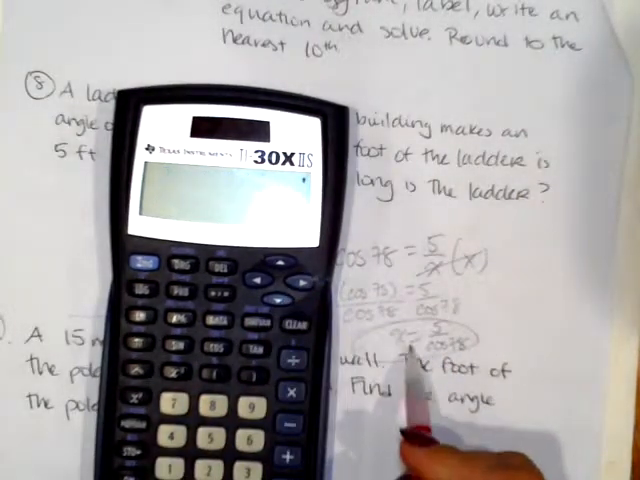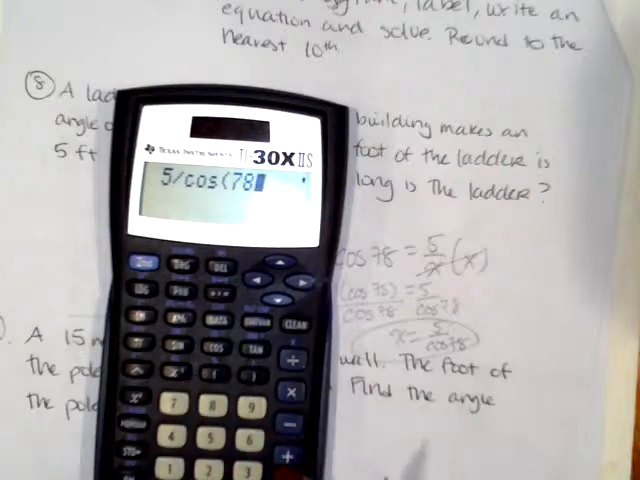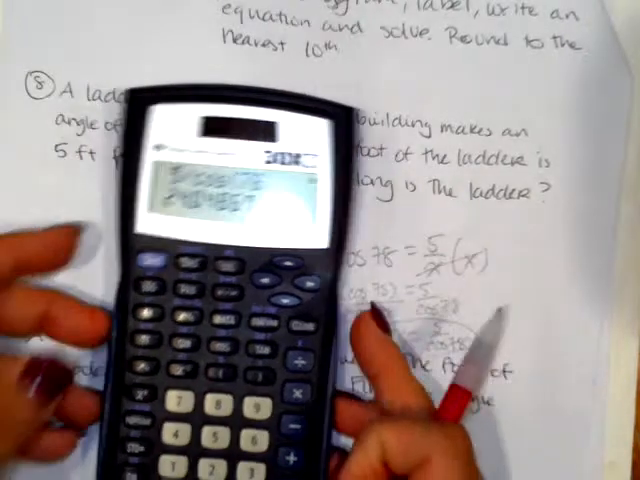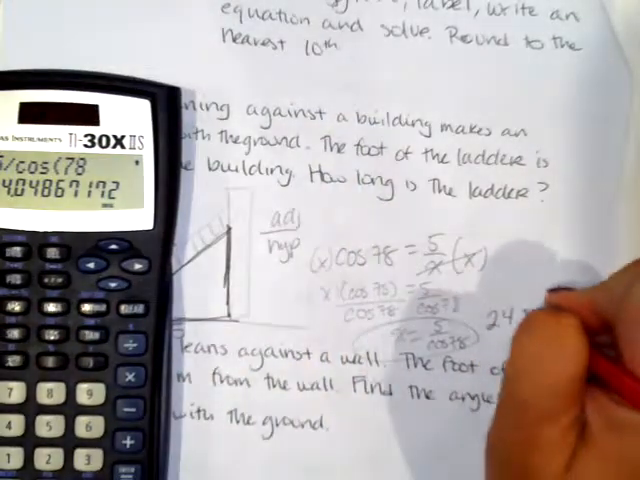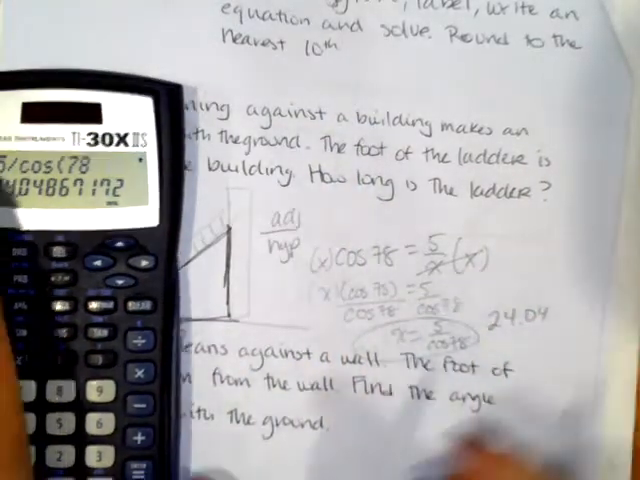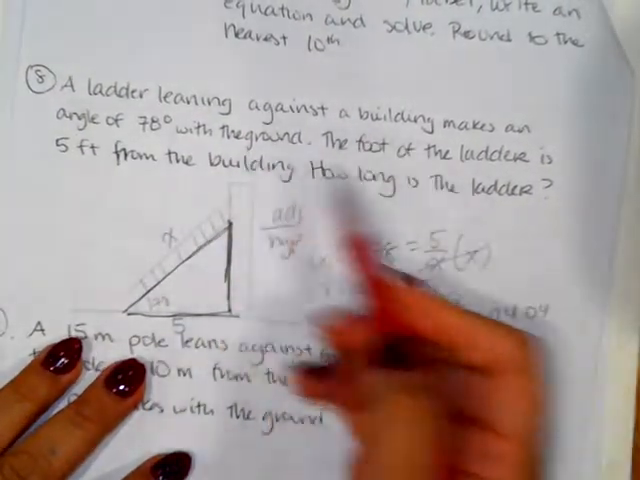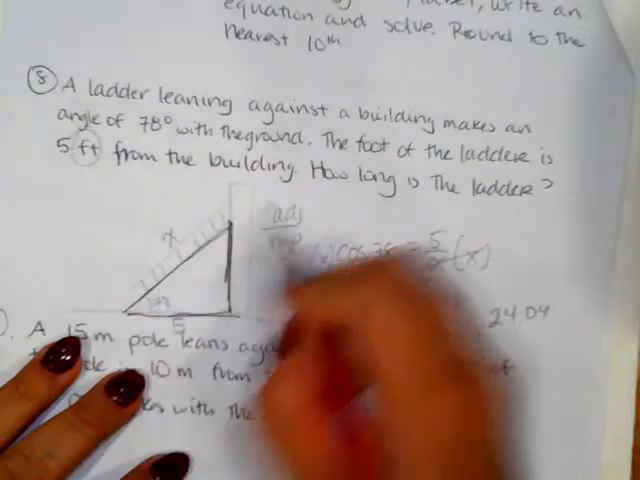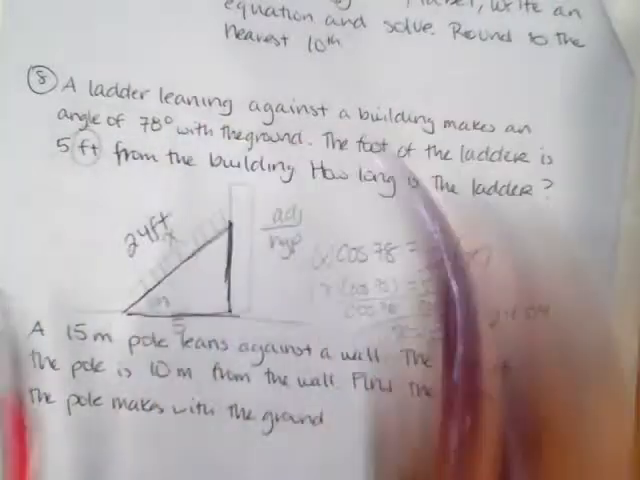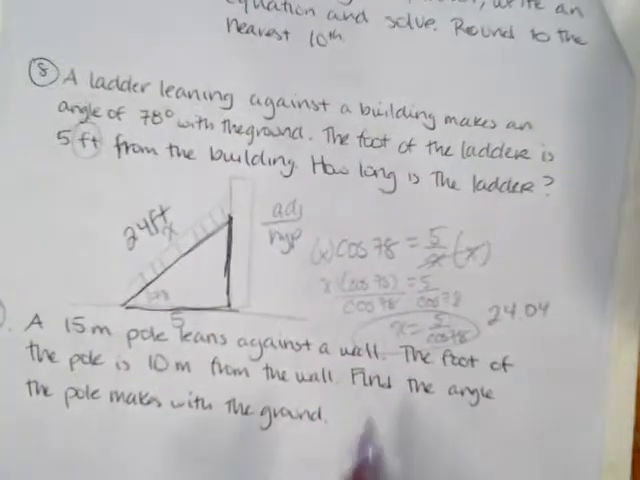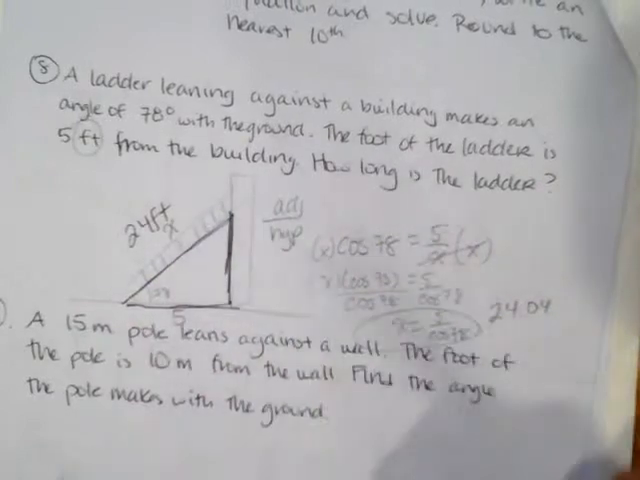So you have 5 divided by cosine 78, which will get you 24.04. It is approximately 24. 24 what? It is 24 feet because you're looking for the length of the ladder. So this guy right here is 24 feet. Again, that problem makes sense. This guy's 5. The hypotenuse is always going to be the longest.